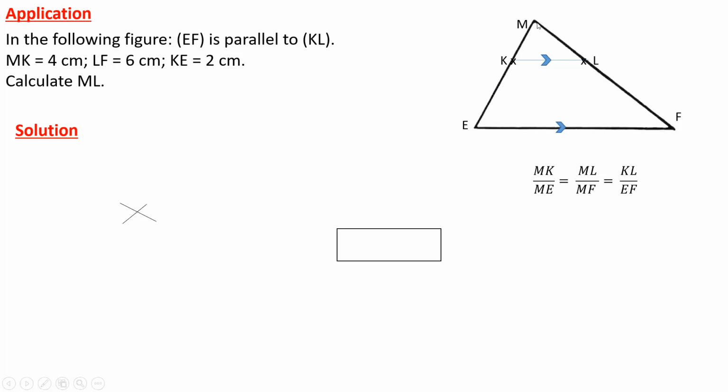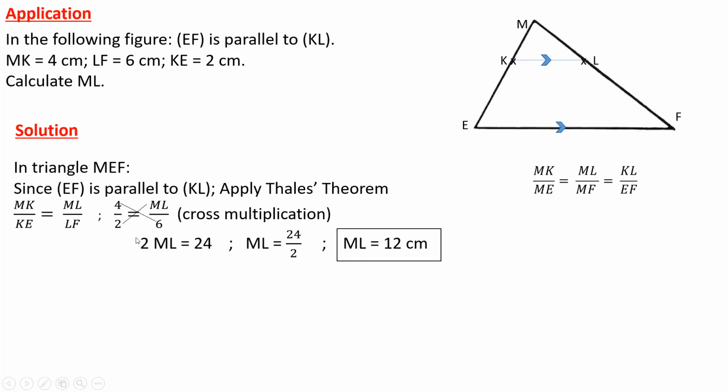Now I say, in triangle MEF, since KL is parallel to EF, apply Thales theorem. Which vertex is opposite to the two parallel lines? It's vertex M. So I write the ratios: MK over ME is equal to ML over MF is equal to KL over EF. Now I choose between the ratios.